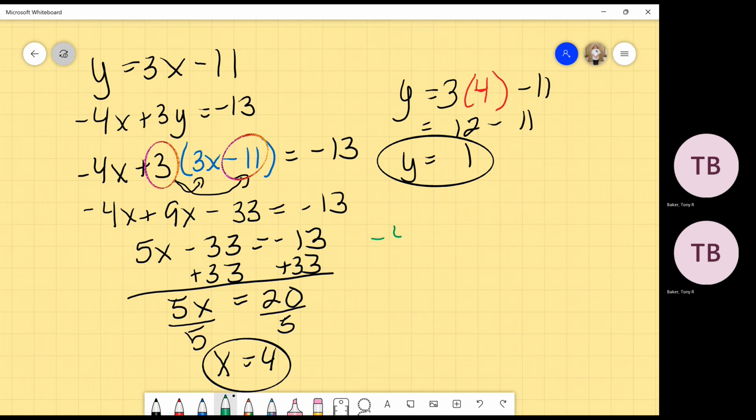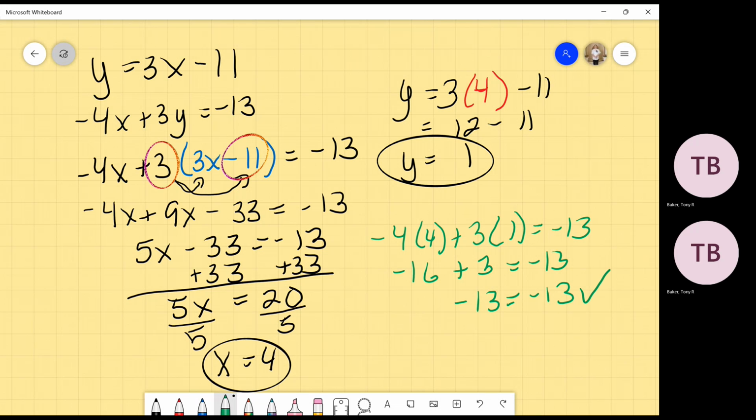So now I'll do my quick check. So negative 4 times 4 plus 3 times 1 equals negative 13. Negative 16 plus 4. Oh, wait, negative 16 plus 3. Yep. Equals negative 13. Don't screw up your check, otherwise you're going to think you got it wrong, even though you had it right. So this one works out. So it's 4 and 1.